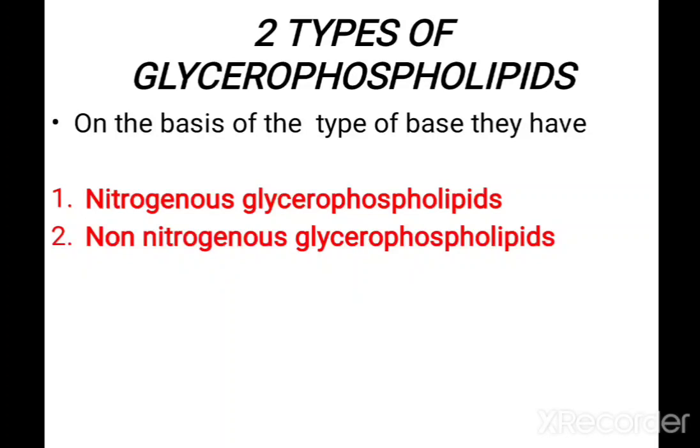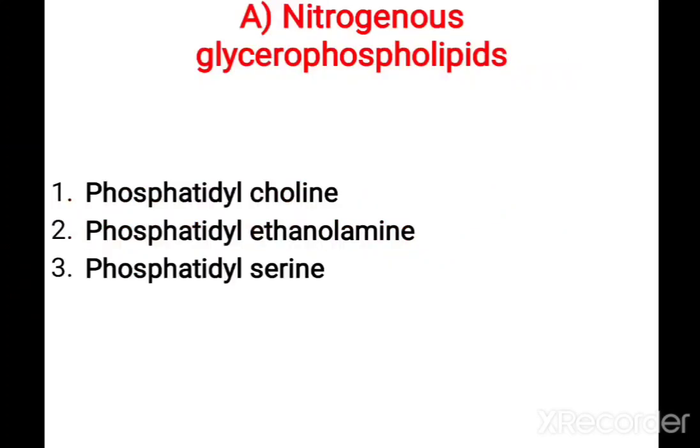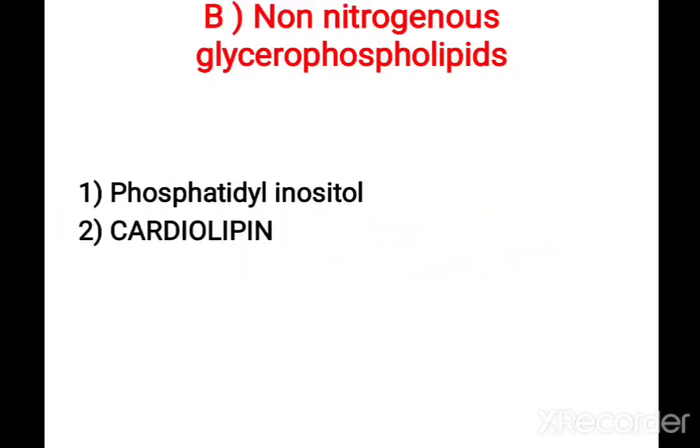So glycerophospholipids can be nitrogenous glycerophospholipids or non-nitrogenous glycerophospholipids. These are the examples for nitrogenous glycerophospholipids: phosphatidyl choline, which contains choline as the nitrogenous base; phosphatidyl ethanolamine, which contains ethanolamine; and phosphatidyl serine, which contains serine as the nitrogenous base. And coming to non-nitrogenous glycerophospholipid, phosphatidyl inositol and cardiolipin. These are the examples for non-nitrogenous glycerophospholipids.